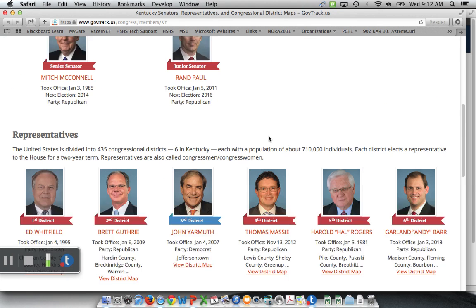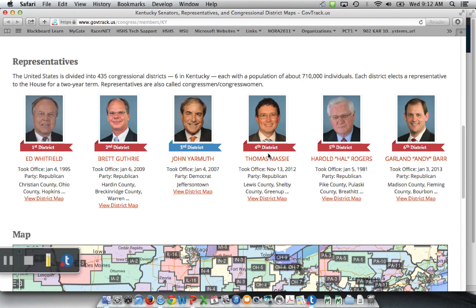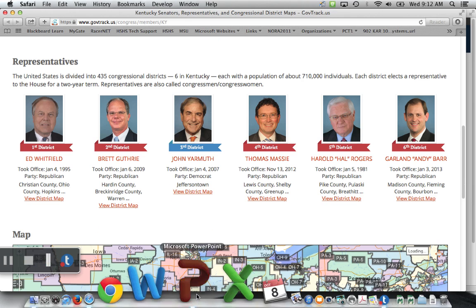But right now, Mitch McConnell and Rand Paul are our 2 United States senators. And our representatives are Ed Whitfield, Brett Guthrie, John Yarmouth, Thomas Massie, Hal Rogers, and Andy Barr. So when legislation like the OSHA Act was originally proposed in Congress, it was people like this that debated it and ultimately voted on it.